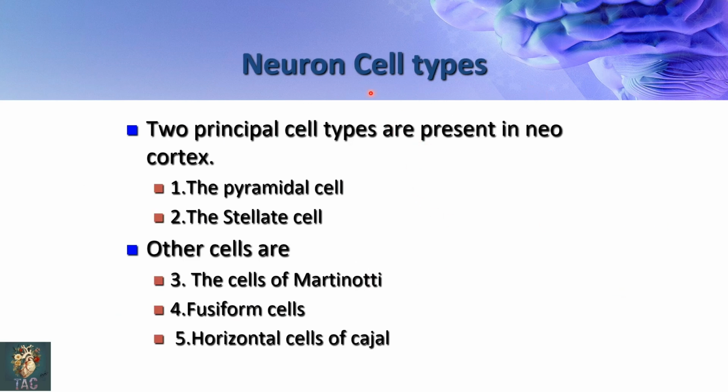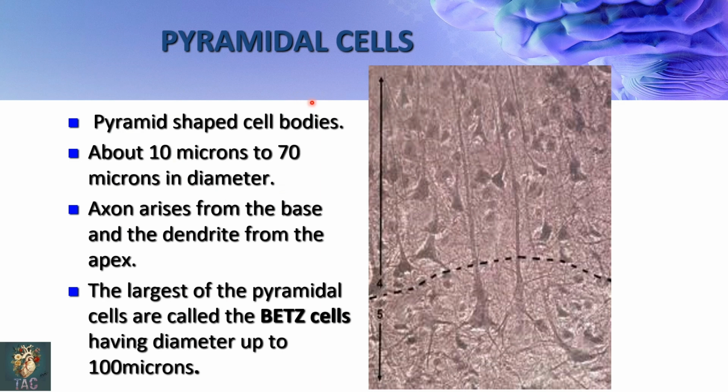So, the different types of neurons which are present in cerebral cortex. Principally 2 types of cells are present. One is the pyramidal cells and the other is the stellate cells, also called the granular cells. The other cells which are present in addition to these 2 principal cell types are the cells of Martinotti, the fusiform cells and the horizontal cells of Cajal. So first we will discuss the pyramidal cells.